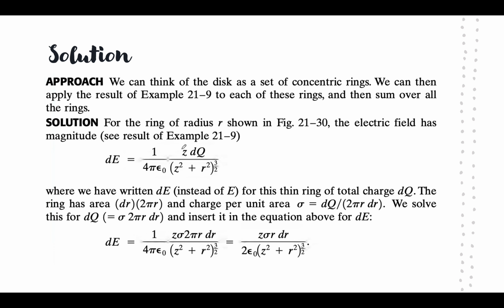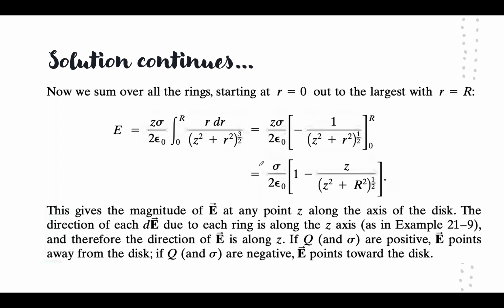But first, we would have to change, of course, our dq differential into a dr by using our definition of charge distribution, which is this one right here. Sorry about missing the square bit right here. So once we change our dq into sigma 2 pi r dr, then we can integrate from 0 to r and get our answer. Cool.